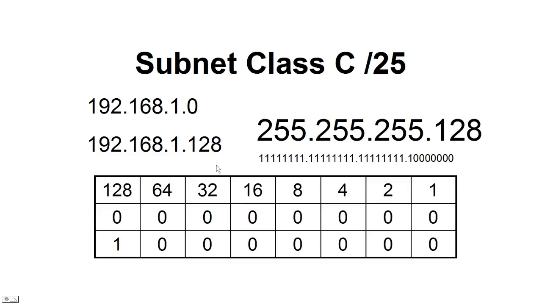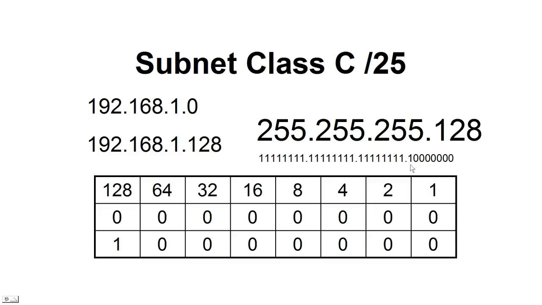Next, I just want to look at the two networks now. 192.168.1.0 is when we have this 128 bit set at 0. And then when we set that 128 to 1, these are our only two combinations for that one bit. The next network becomes 192.168.1.128.